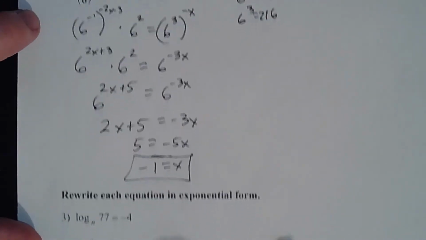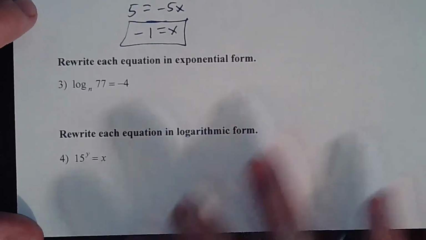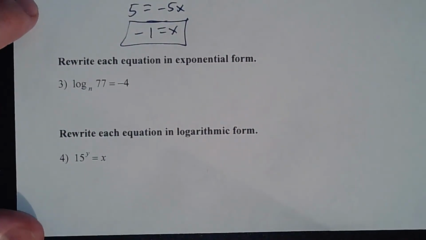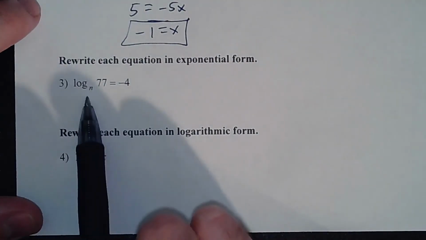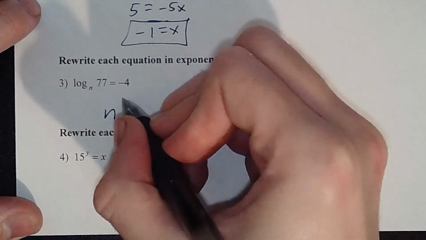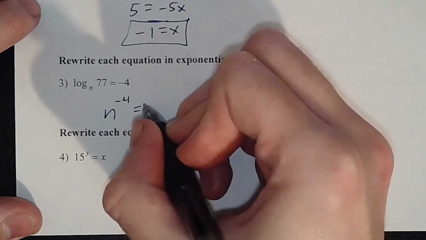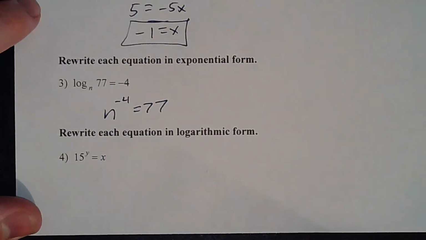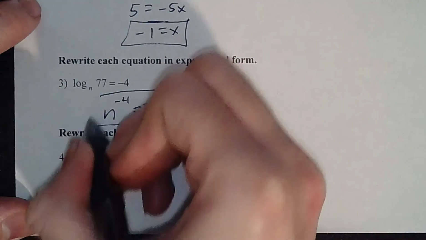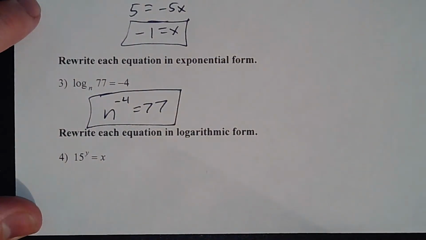The last two questions are total freebies. Honestly, anyone missing these, I have a feeling that we're not paying attention during class because it's just a rewriting of the definition. We want to use the idea that n is our base. We're raising it to the negative 4 power, and we equal 77. I don't need you to tell me what the answer to that problem is. I don't need you to try to solve that problem. I literally just want you to rewrite it. That's it. Prove to me that you understand this definition.